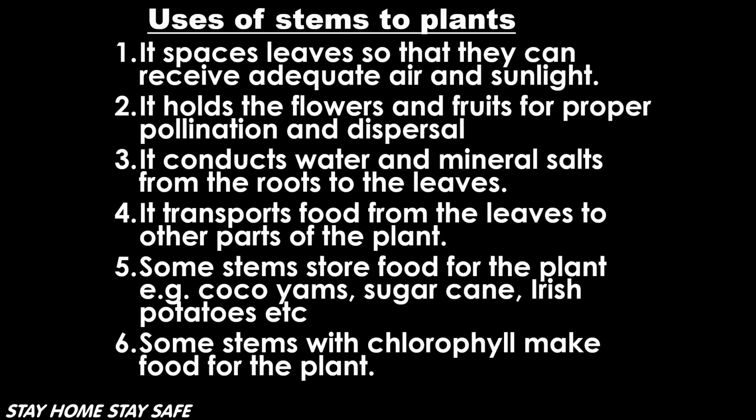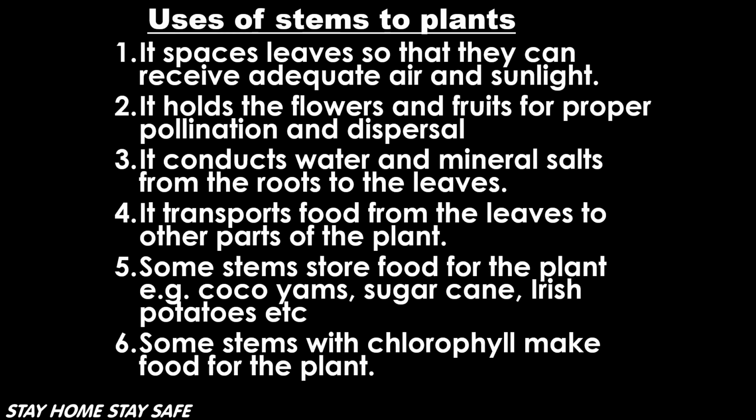Then 3, the stem can conduct water and mineral salts from the roots to the leaves. So it acts as a pipe, transports the water and mineral salts from the roots to the leaves. Then 4, it transports food from the leaf to other parts of the plant. So the food which has been manufactured by the leaf must be transported by the stem to other parts of the plant. And we call that one translocation.